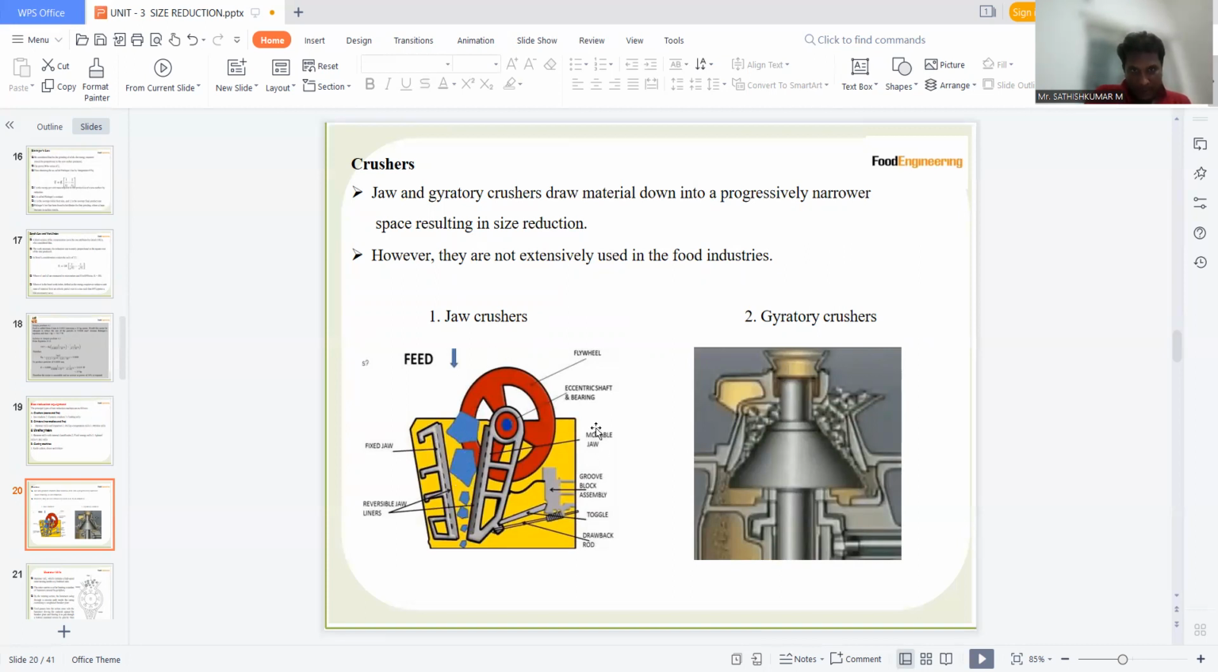Okay, this is the jaw crusher. This is the gyratory crusher. In the case of the jaw crusher, the solid passes through a narrow space and breaks down into small particles. In the case of the gyratory crusher, the particles are passed through the narrower place. The blade will be rotating due to the rotating force, and the solid will be reduced into small size particles.